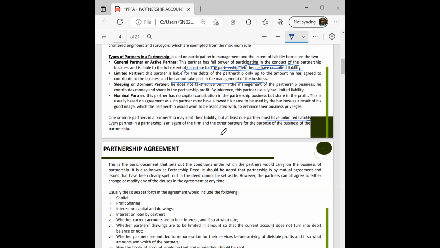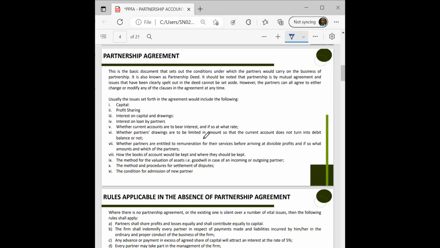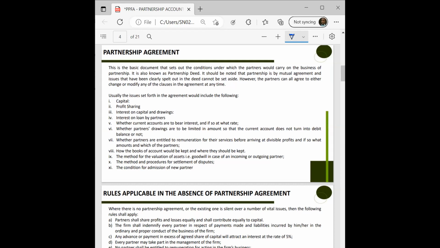One or more partners in a partnership may limit their liability, but at least one partner must have unlimited liability. Every partner in a partnership is an agent of the firm and the other partners for the purpose of the business of the partnership. So let's look at what partnership agreement entails. Don't forget, if you have any question at any point in time, you can always call my attention and I would gladly answer.